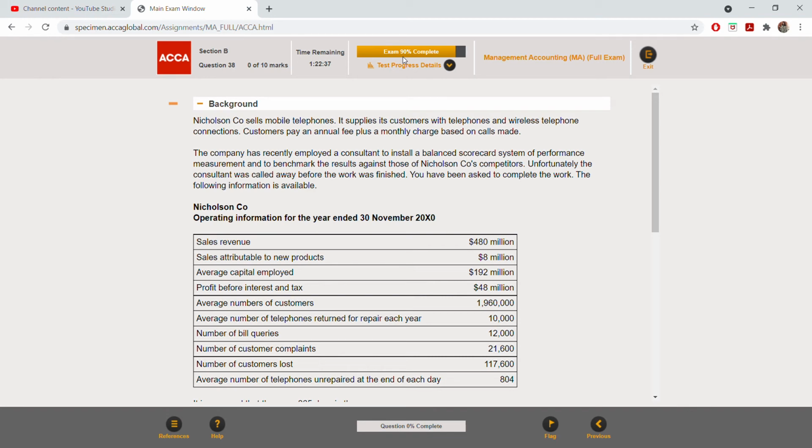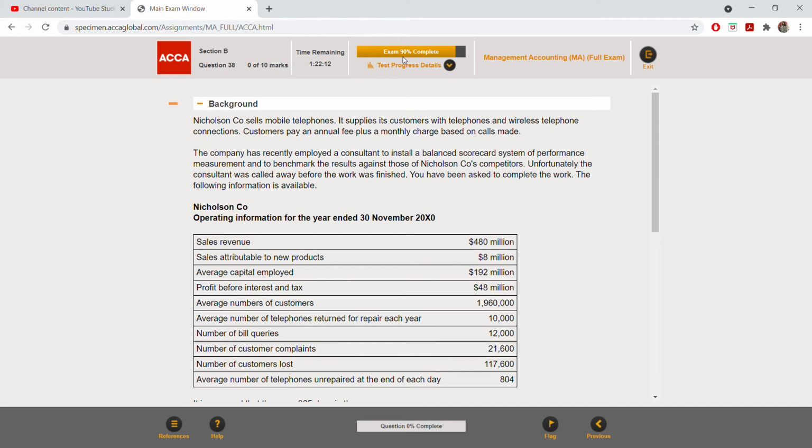Nicholson sells mobile phones. It supplies its customers with telephones and wireless telephone connections. Customers pay an annual fee plus a monthly charge based on calls made. The company has recently employed a consultant to install a balanced scorecard system. So, the balanced scorecard system is also an area in management accounting, for performance measurement and to benchmark the results against those of the Nicholson company's competitors. Unfortunately, the consultant was called away before the work was finished. You have been asked to complete the work. The following information is available.